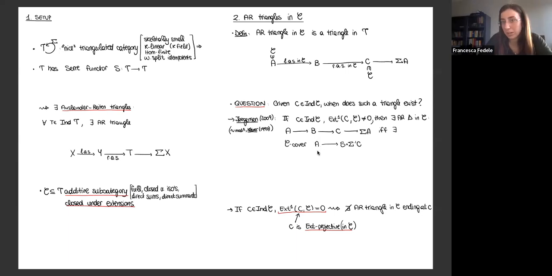Covers are nothing more than that. They're just approximations of some objects in the ambient category with some objects in your subcategory. And then we're completing it to a triangle, which then ends up being an Auslander-Reiten triangle in our subcategory. So this was the result by Jorgensen.